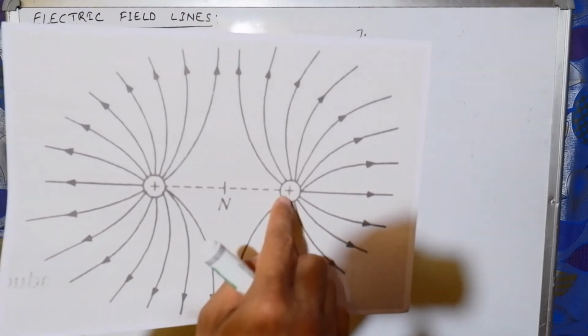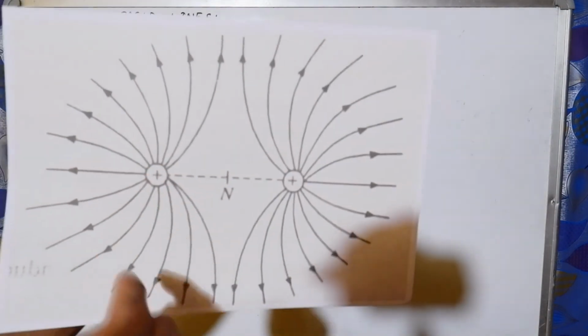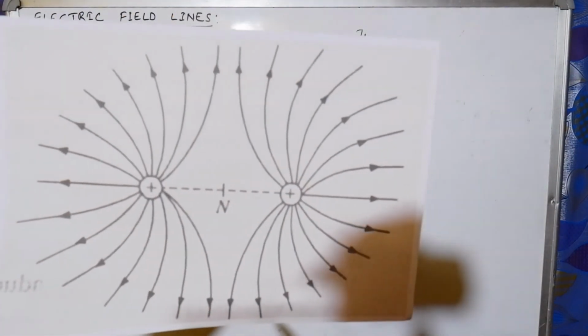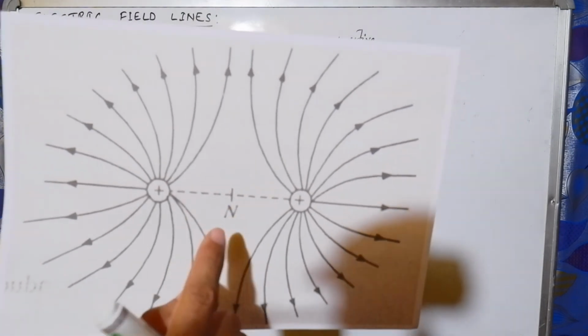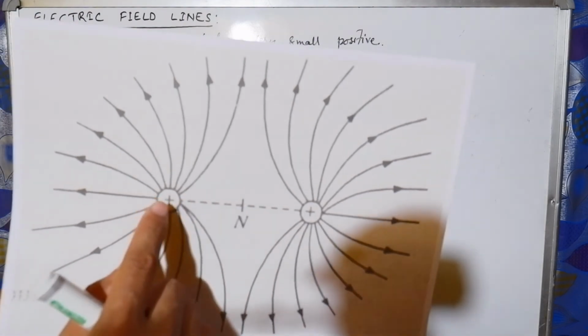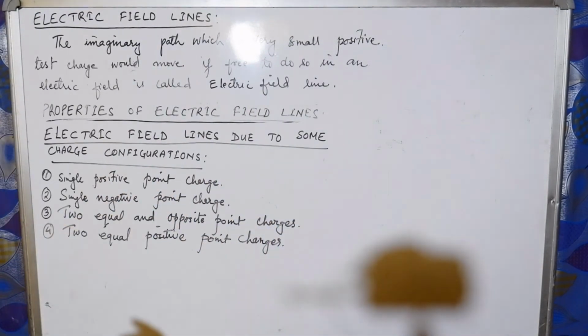The one coming out from this charge will go that way, and the one coming from this charge will go this way. So they will repel each other. And one more point here, the neutral point will be at the center between this charge and this charge. So let us go to the next point.